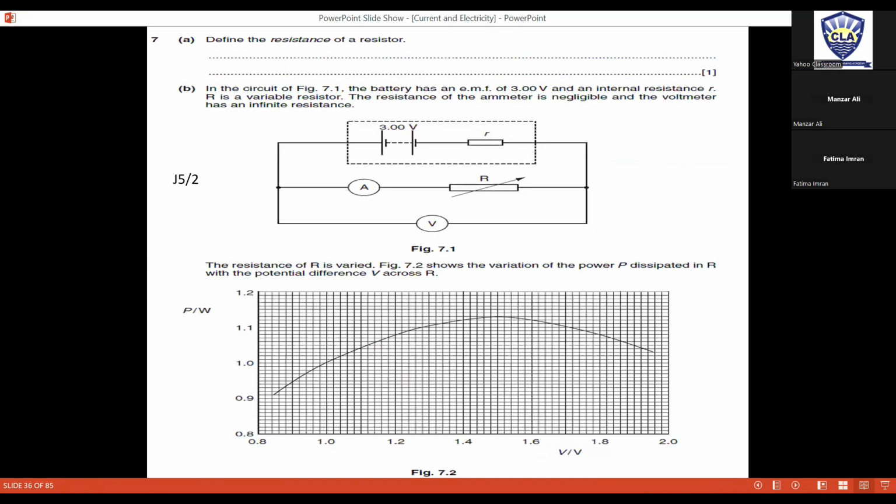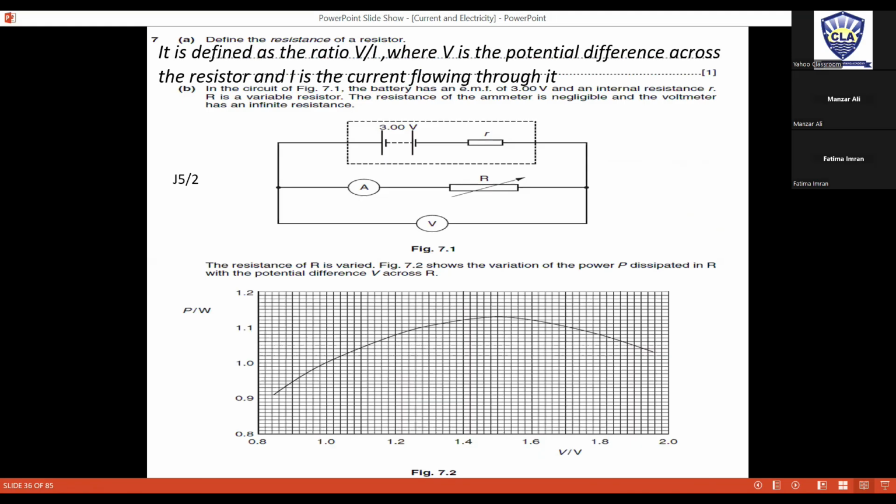We have defined resistance. What is resistance? It is the ratio V over I, where V is the potential difference across the resistor and I is the current flowing through it.